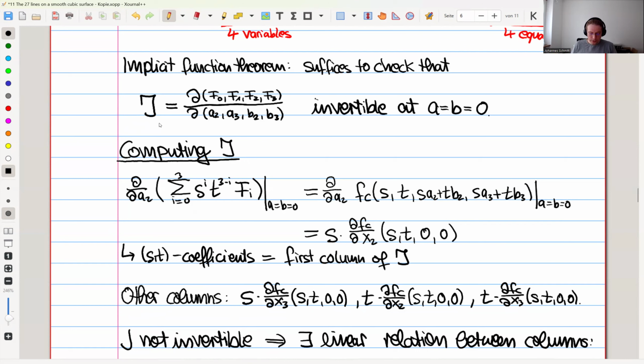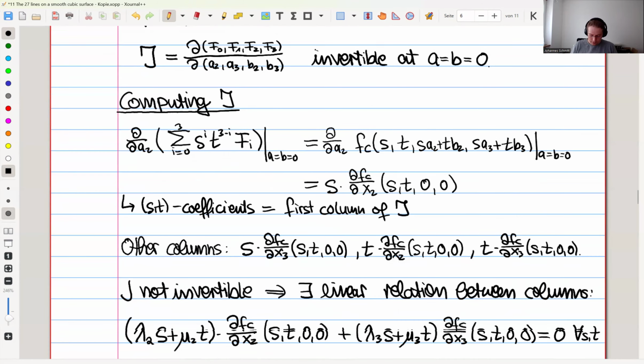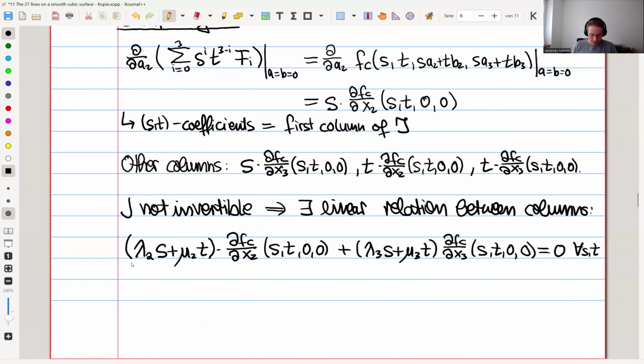Okay, and then the assumption. Let's say this thing was not invertible. Then we need to reach a contradiction. If it was not invertible, then we would find a linear relationship between the columns. In other words, we could write down, with some numbers lambda i and mu i, some linear combination of these things, and we keep it in this kind of polynomial interpretation. So we just sum all of these things up. So we have lambda 2, mu 2, lambda 3, mu 3, and so this is 0.